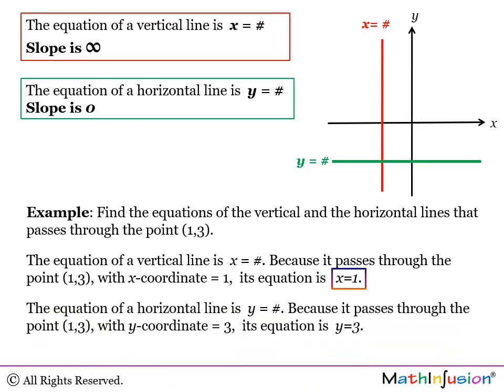For the second one, we are just doing the same. The equation of a horizontal line is y equals a number. Because it passes through the point (1, 3) with y-coordinate equal to 3, its equation is y equals 3.